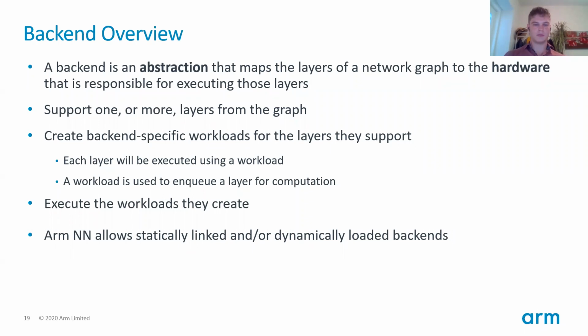So a backend is an abstraction that maps the layers of a network graph to the hardware that is responsible for executing those layers. And each backend can support one or more layers from a graph. So if you have a network that isn't supported on a particular backend, that doesn't matter. If you have another backend that supports that particular operator, ARM-NN will decide where to run each operator depending on which backend supports it. And you can create backend specific workloads for the layers of this graph, and each layer will be executed using a workload, and the workload is used to enqueue a layer for computation. And ARM-NN also allows statically linked and/or dynamically loaded backends.